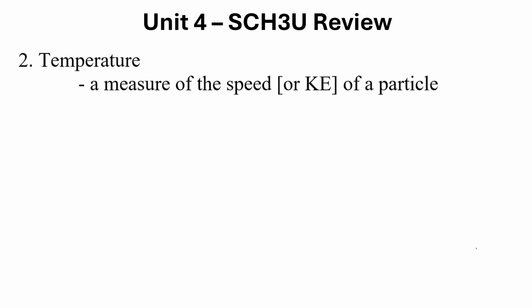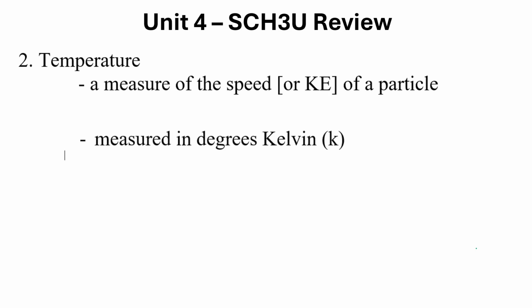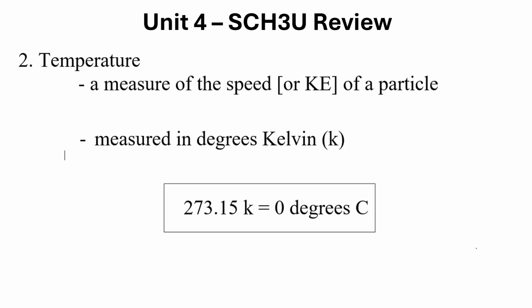So temperature measures how fast particles are moving. And we don't like Celsius because it has negatives, and same with Fahrenheit. Both the scales have negatives, so we need to work in Kelvin. So there's our magic number, 273.15 kelvins equals 0 degrees Celsius.